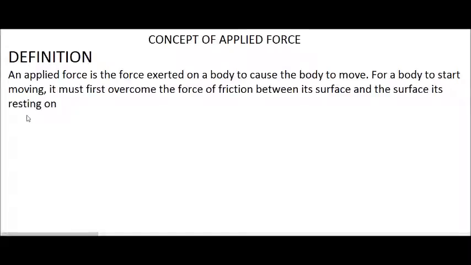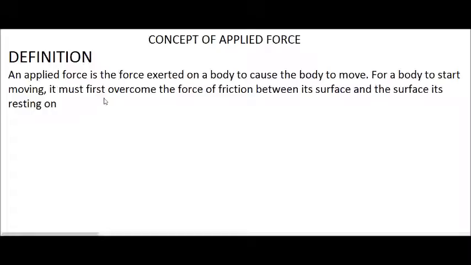Hi everyone, today I want to be showing you the concept of applied force. Now, if you check the definition, applied force is the force that is applied, the force exerted on the body to cause the body to move.